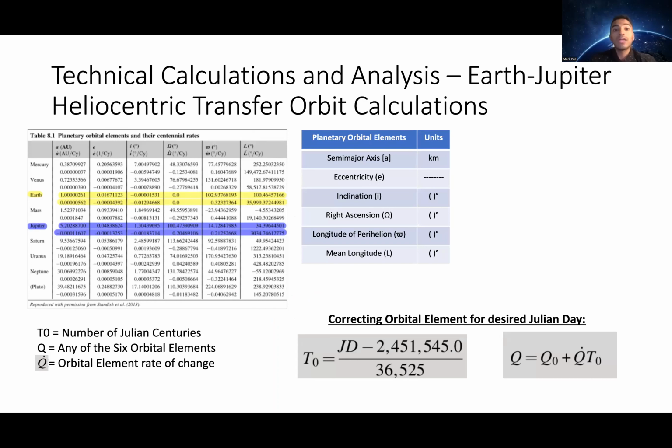The next technical analysis we will perform will be our Earth to Jupiter heliocentric transfer orbit. To begin, we will first need to correct all of our orbital elements to our departure Julian day, and we can get that from our porkchop plot. Next slide.